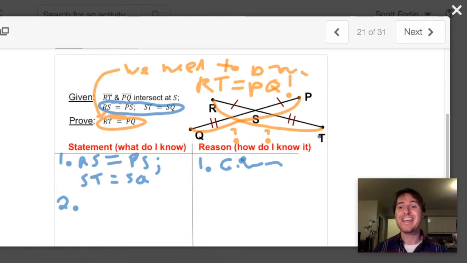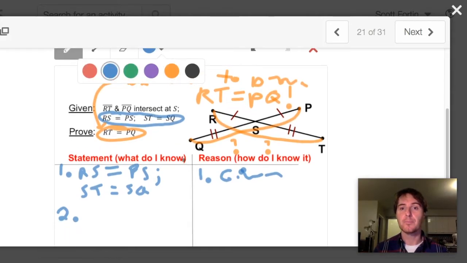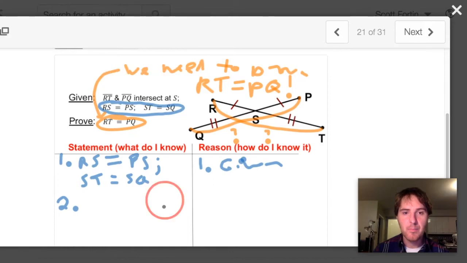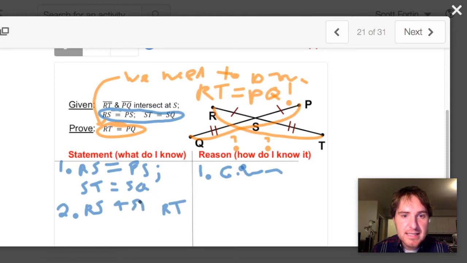What's one thing I can say about RT that's going to allow me to start talking about RT in the proof? I'll put RT right here. What do we know about RT? Well, we're trying to get it to be equal to PQ. Forget about PQ for a second, but what do we know about RT? Well, what we know about RT is that RS plus ST equals RT. So what did we do there? RS plus ST: part plus part equals the whole segment.